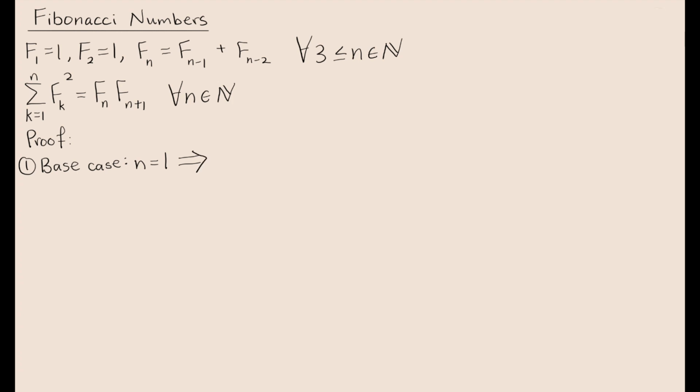This implies that the sum from k = 1 to 1 of f_k squared is just f_1 squared. It's just the first term. f_1 we know is 1, so 1 squared is just equal to 1. And from the right-hand side, we have f_1 times f_{1+1}, which is f_2. They're both 1, so 1 times 1, 1 squared, is 1. And this implies that the base case holds.